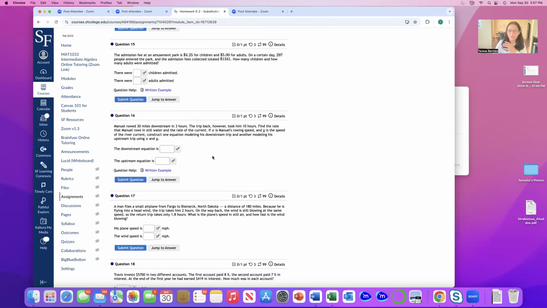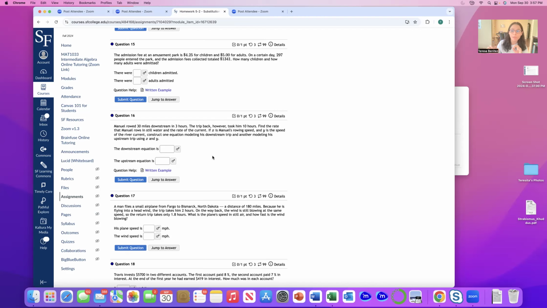So Manuel rode 30 miles downstream in 3 hours. I'm just going to read it. The trip back, however, took him 10 hours. Find the rate that Manuel rowed in still water. So this will be if the water is not moving, because it looks like it's moving, as we'll talk about, because he took 3 hours one way, 10 hours the other way.